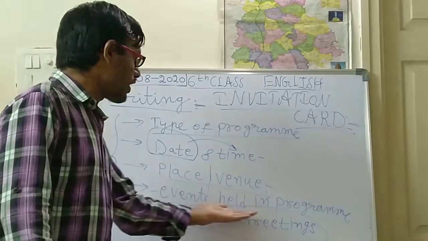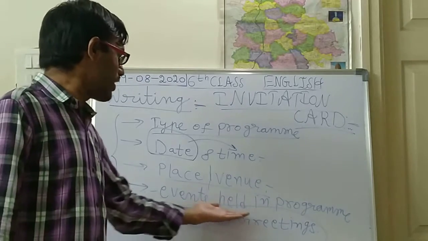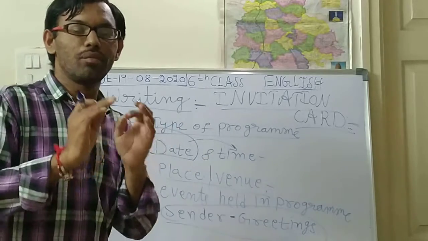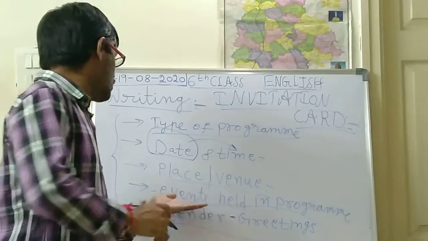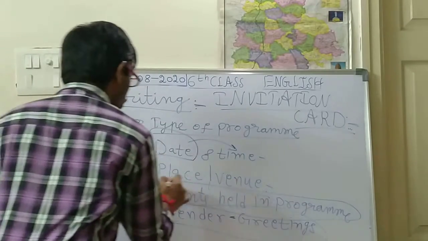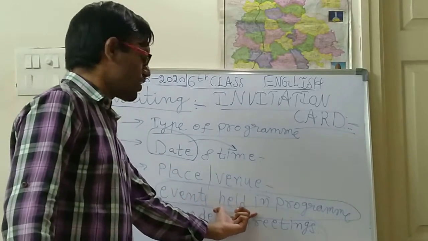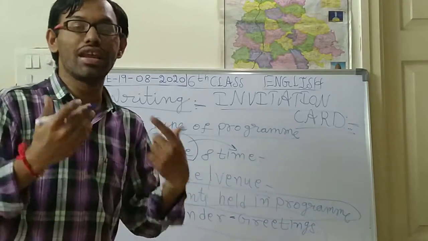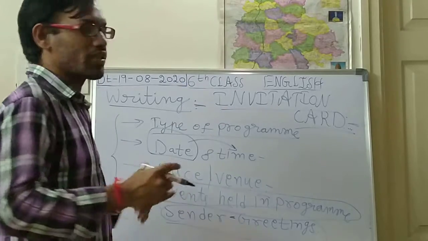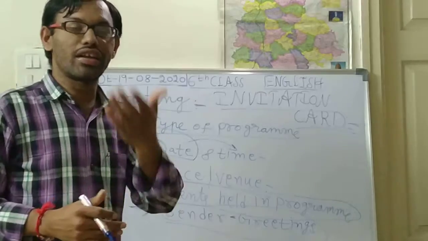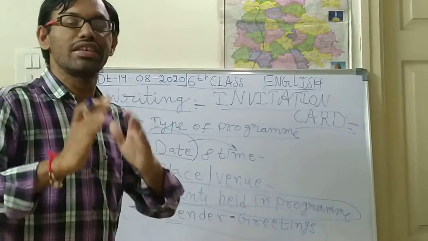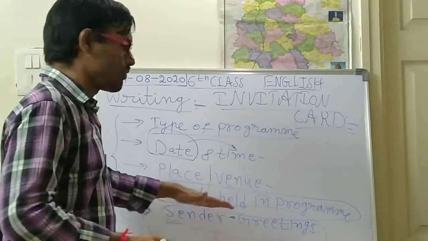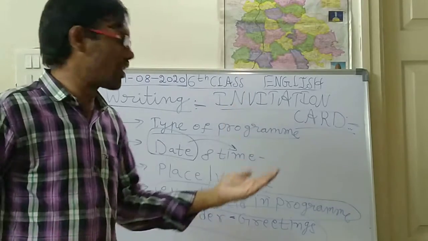And what type of events are held in the program? First, some important experiments will be there, no? They are done by so many members. Those experiments will be shown here, which are very important in our life. Like suppose rainwater harvesting. Rainwater harvesting is a very important experiment. If you mention this, he will think of that.